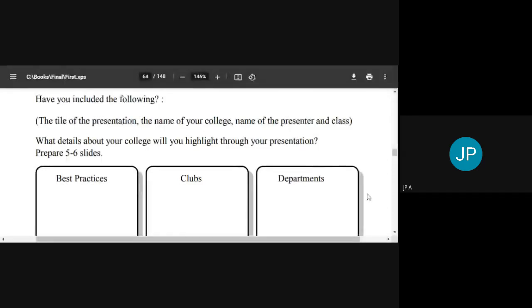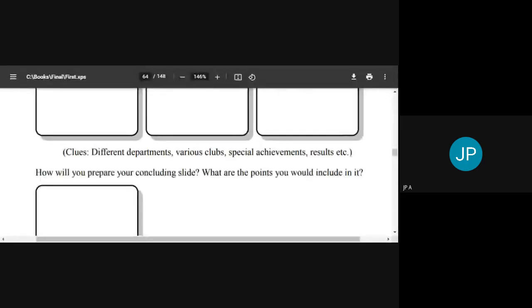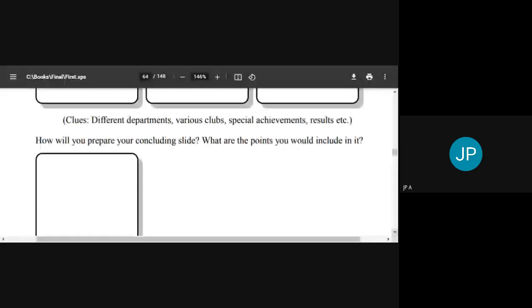So when you have a few slides like this, your presentation will become very rich. There will be a lot of information in the presentation. So once you have finished providing all the details, you have to prepare a concluding slide. So how will you prepare your concluding slide? What are the points that you can include in the concluding slide?